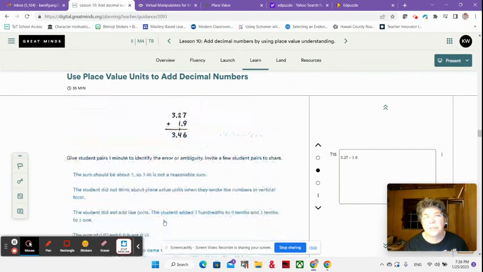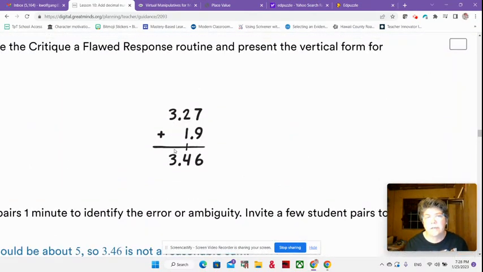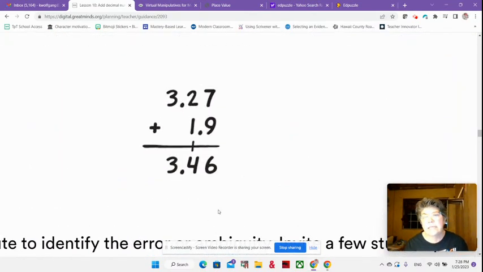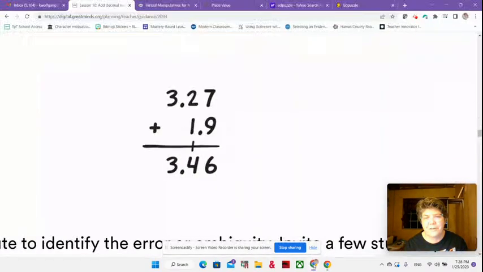You know what else I want you to put in Edpuzzle? I want you to put the correct answer for this. Tell me what they did wrong and put the correct answer in there. Okay, that's excellent, and we're moving on.